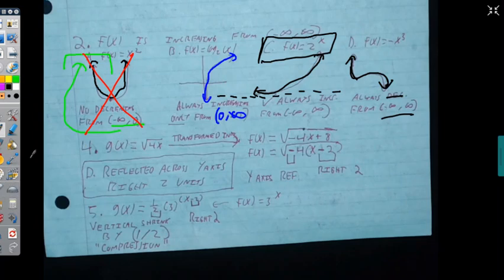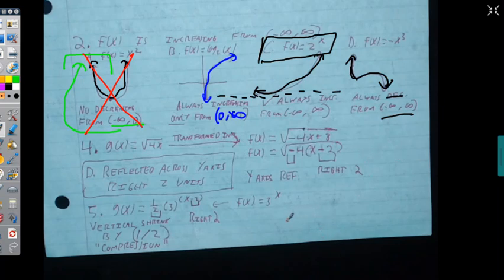Alright, so let's analyze 4 here. We have g of x is equal to the square root of 4x, and then f of x is equal to the square root of negative 4x plus 8. We need to analyze all of these transformations. So we're going to do that. We can factor out our transform function to figure out what's going on.